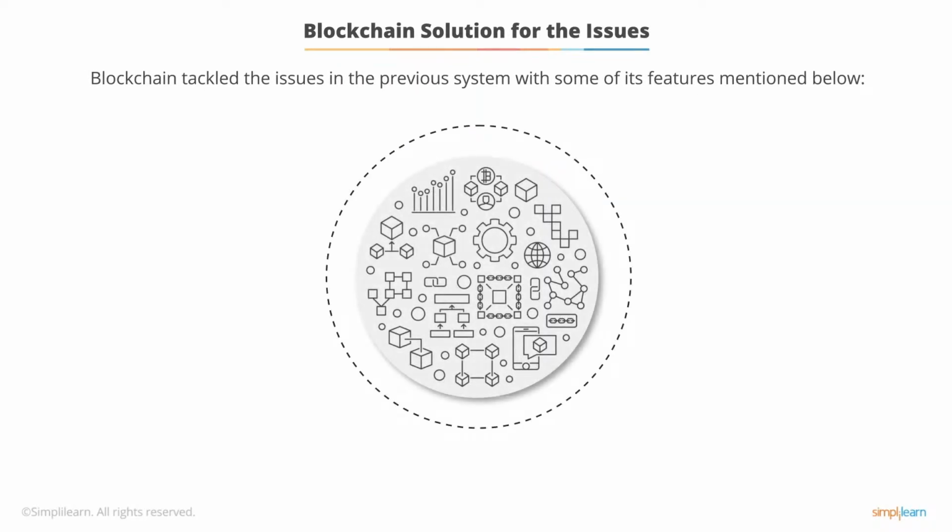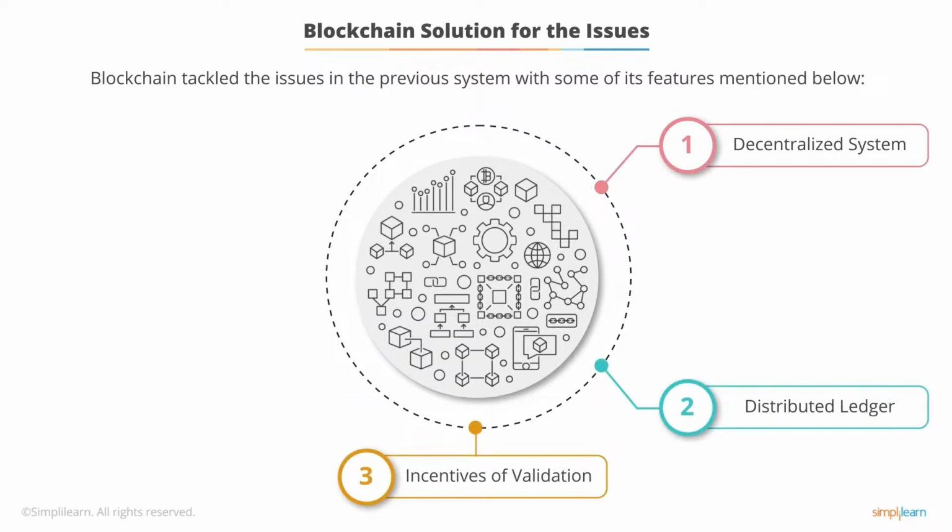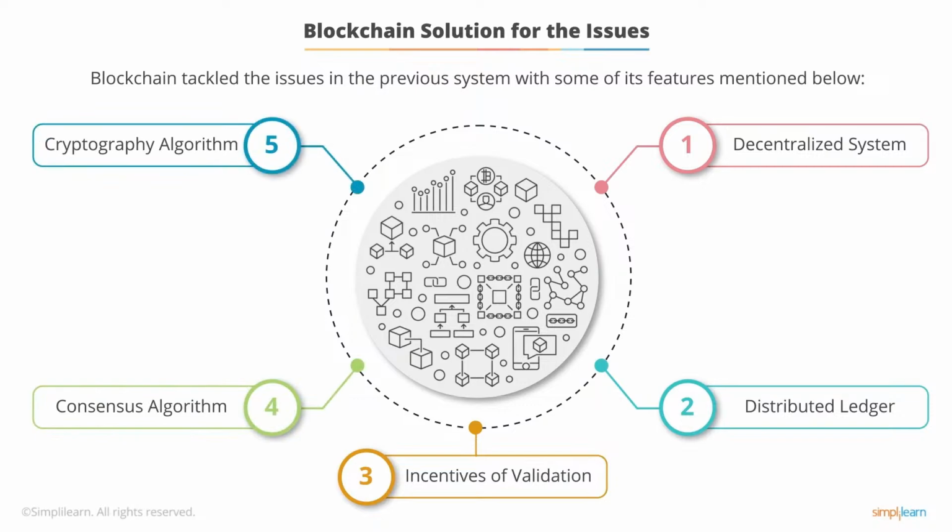Thus, blockchain is tackling the issues in the traditional banking world with some of its features like decentralized system, distributed ledger, incentives for validation, consensus algorithm, and advanced cryptography. In the coming modules, we'll look at each of these features in much more detail. Thus, banks and other financial institutions have started looking into blockchain as they want to better understand and implement this technology for various other use cases.